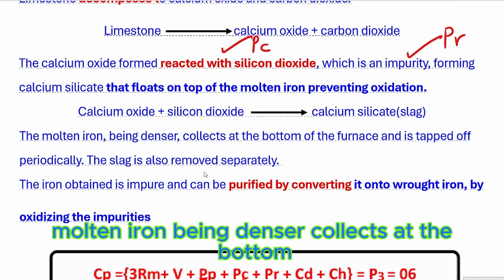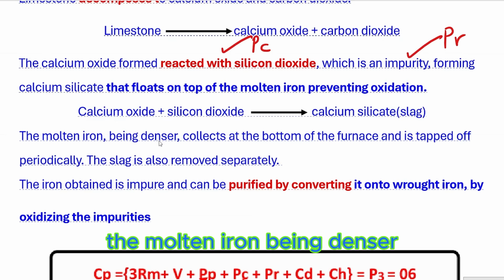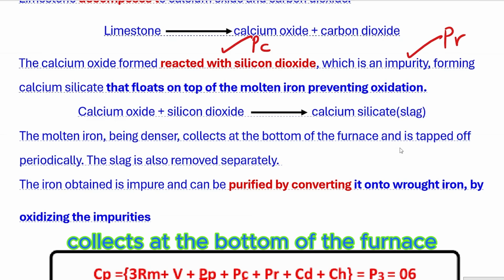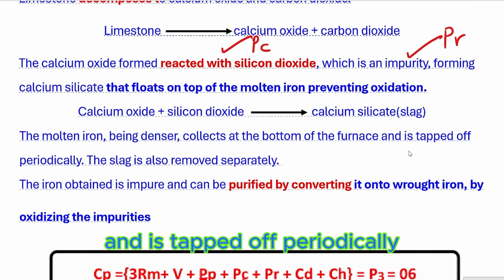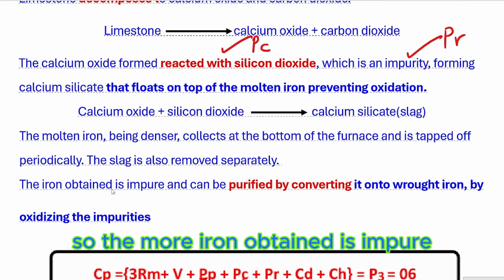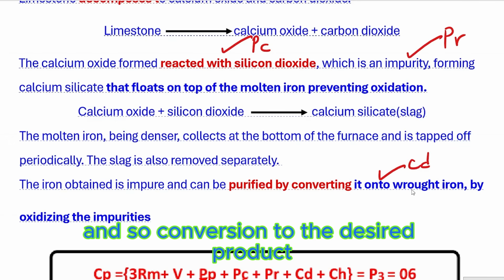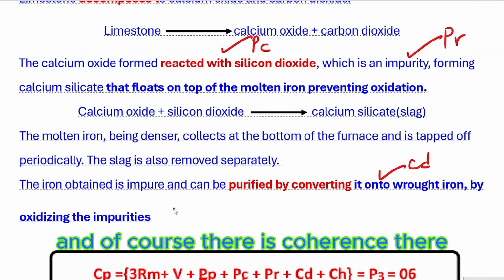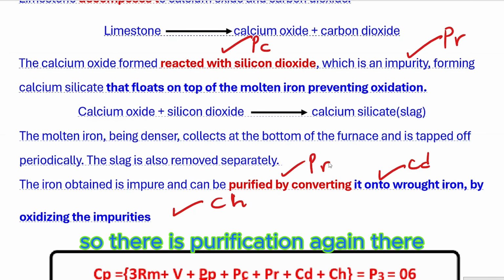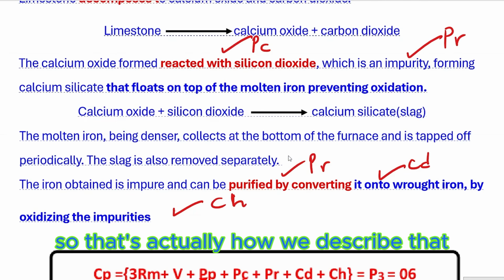The silicate floats on top of molten iron, preventing oxidation. Molten iron being denser collects at the bottom of the furnace and is tapped off periodically. So the molten iron obtained is impure and is purified by converting it into wrought iron. So conversion to the desired product, and of course there is coherence there. So there is purification again there. So that's actually how we describe that.